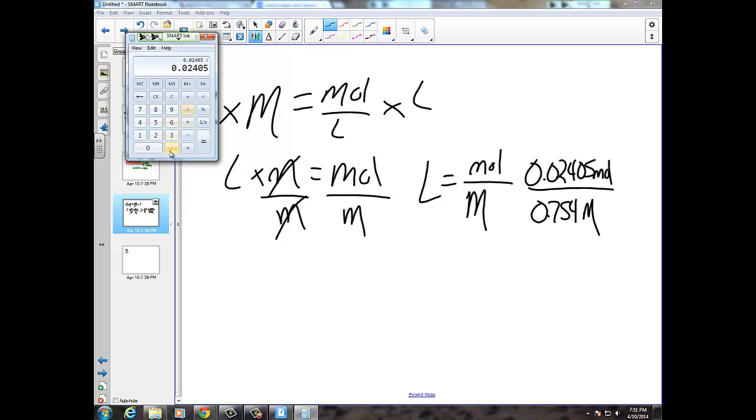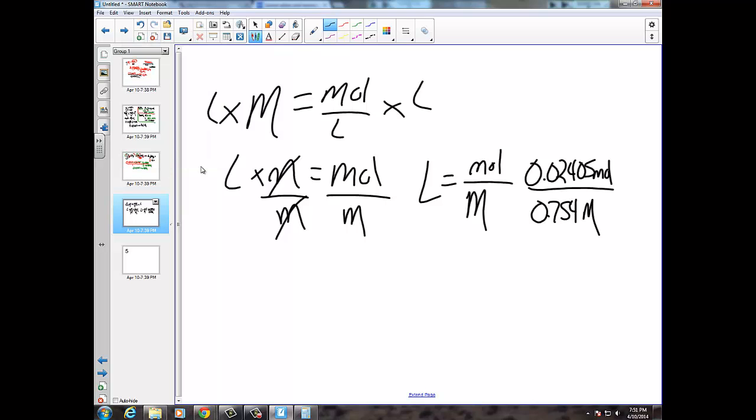0.02405 divided by 0.754 equals 0.03189. Now, that's units in liters. It's asking in this problem for units of milliliters. So I multiply by 1,000. I move my decimal 3 times. 31.9 for 3 significant figures. 31.9 milliliters. Okay.